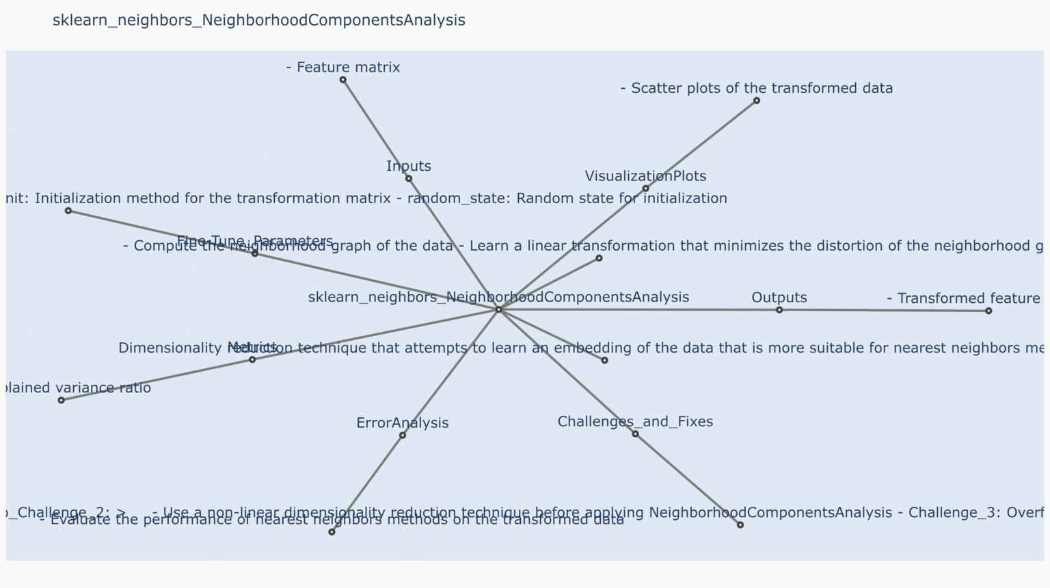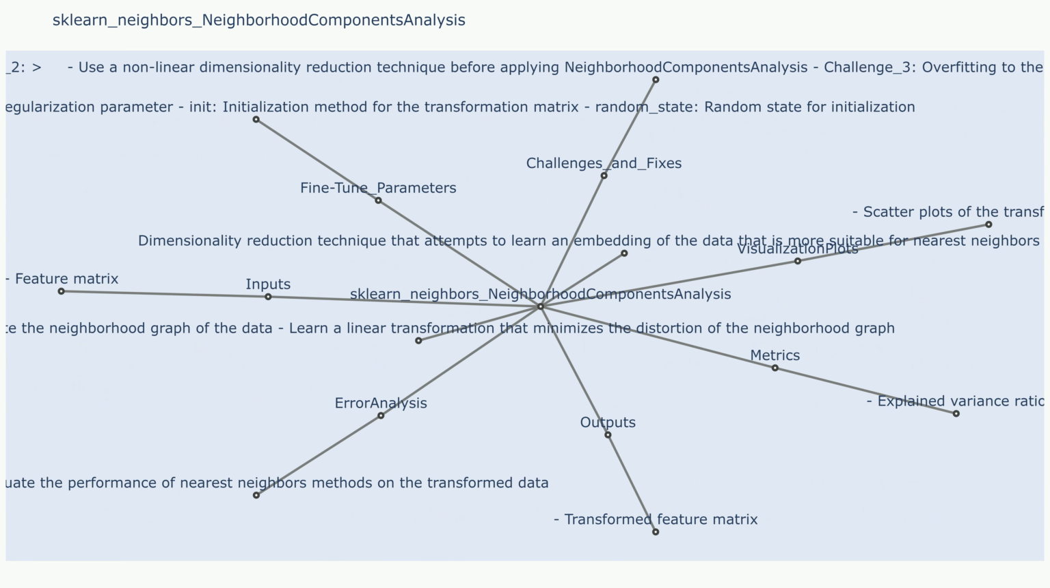Fixes to challenge 3. Domain knowledge: leverage domain knowledge to choose an appropriate distance metric that reflects the underlying relationships in the data. Experimentation: experiment with different metrics and evaluate their performance based on reconstruction error or other relevant metrics. Visualization: visualize the data in the projected space for different metrics to assess the quality of neighborhood preservation, and choose the metric that leads to the most desirable results.